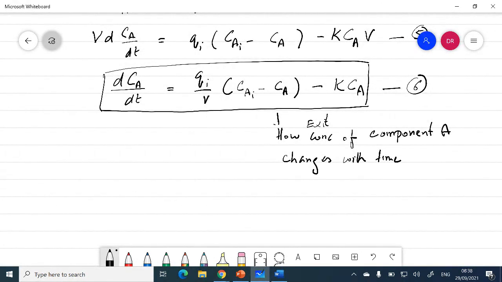So in this example, we have developed two models. One is how volume changes as a function of time, and the other is how the concentration changes with time. So I will end this lecture here.